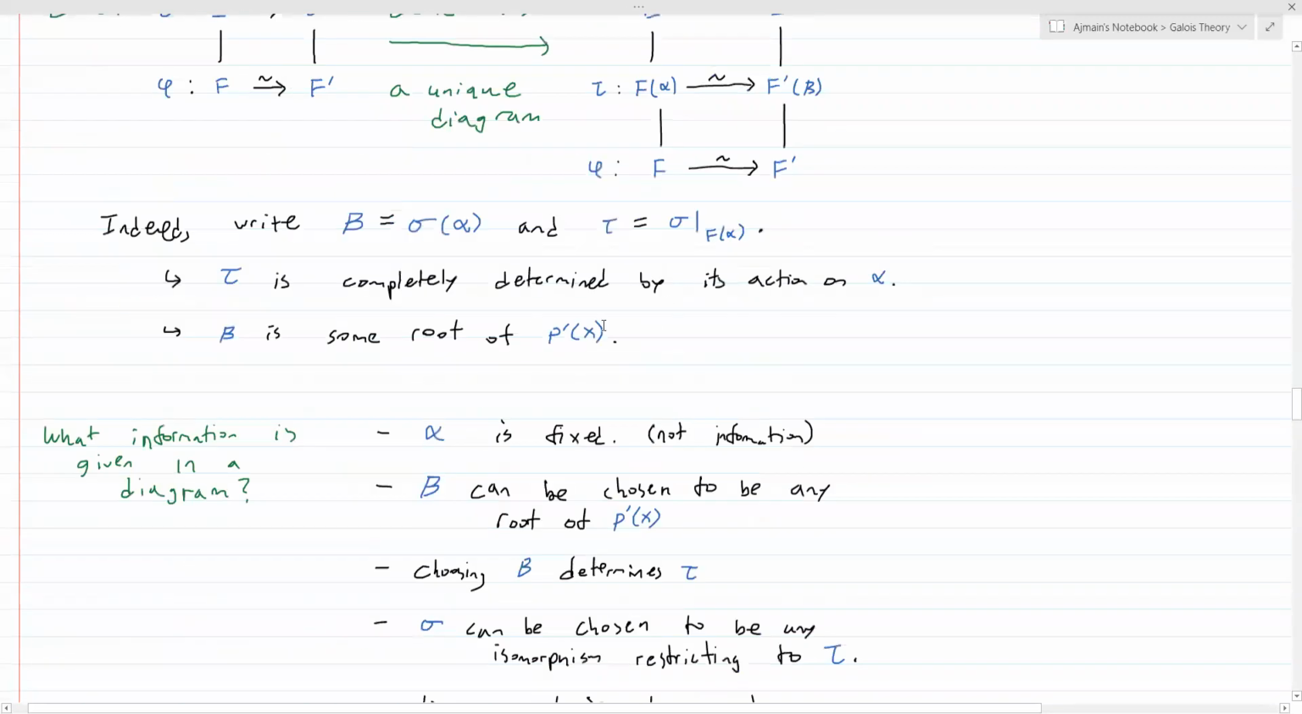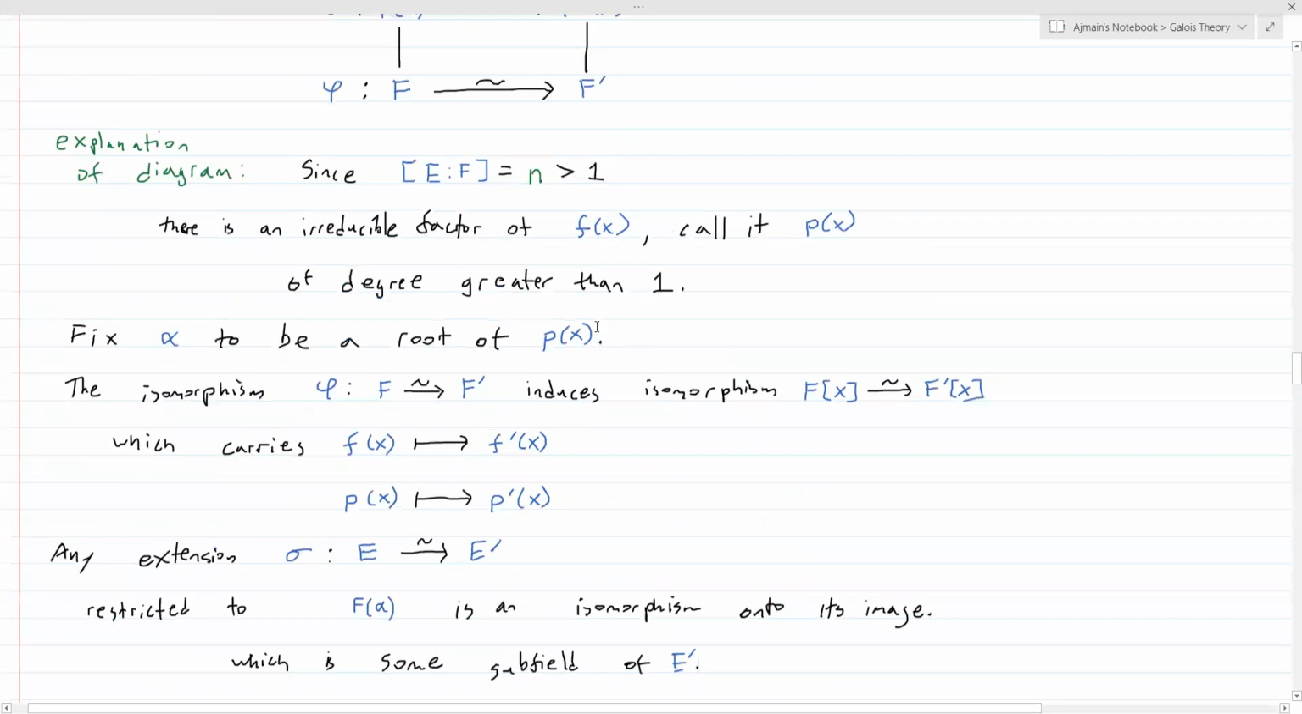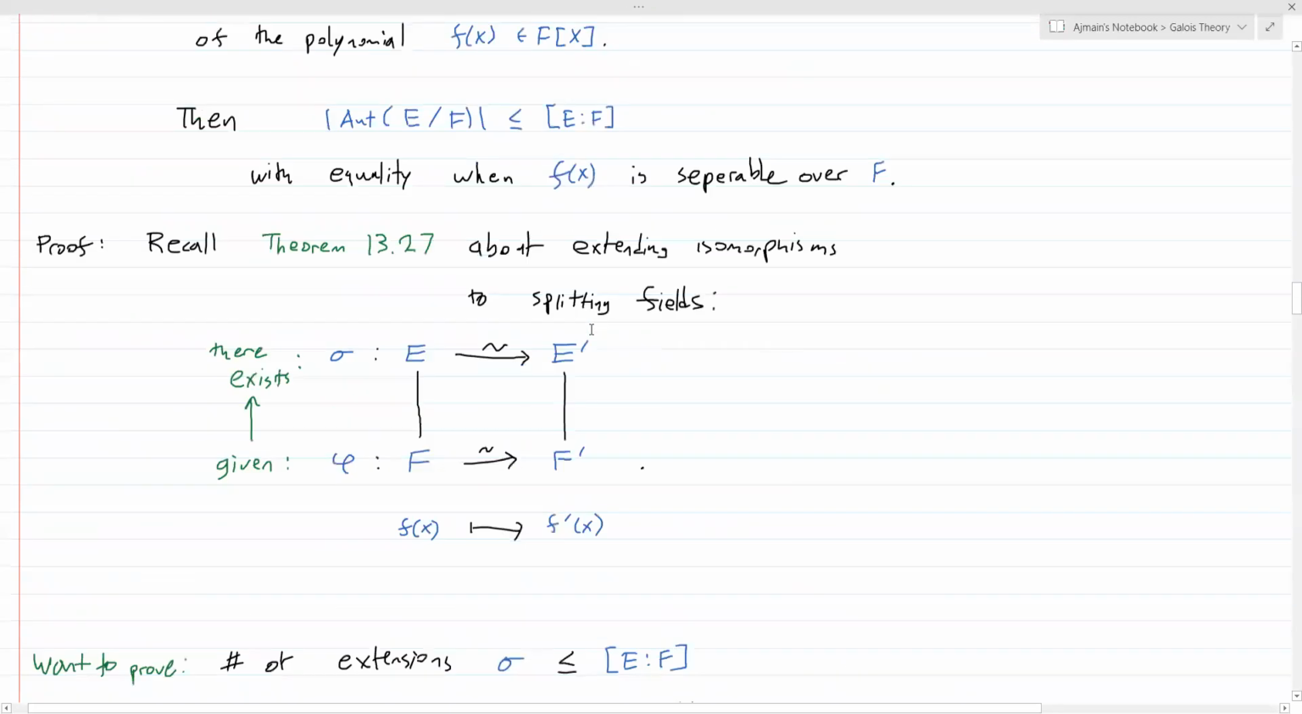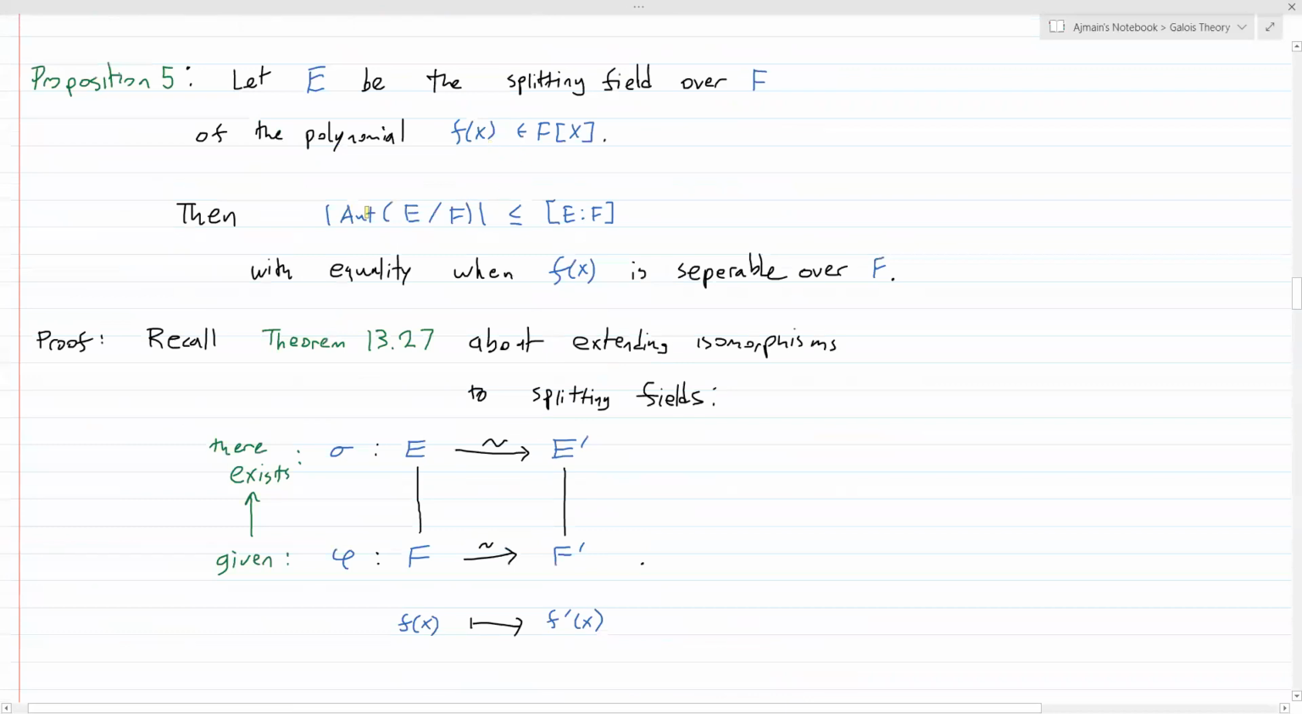So in conclusion, the number of automorphisms of a splitting field over F is less than or equal to the degree of the splitting field over F, with equality when the polynomial you're splitting is separable. Okay. Are there any questions about this argument?